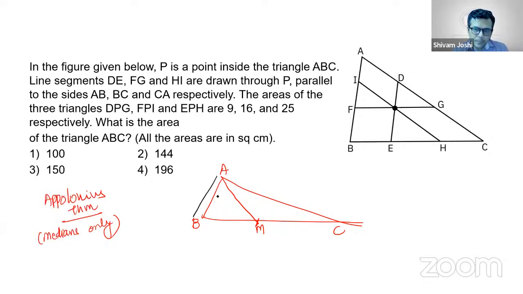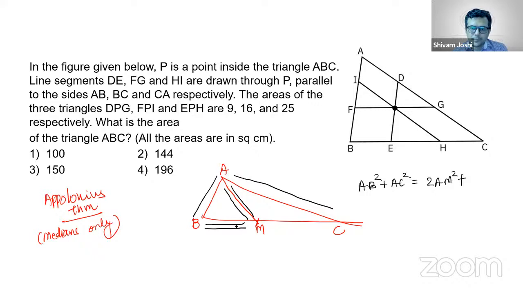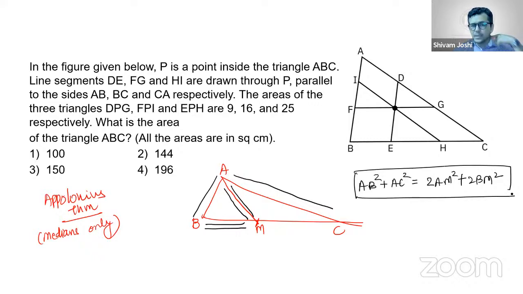AB square plus AC square is equal to twice of AM square plus twice of BM square. This is the Apollonius theorem, right? AB is definitely the length of a side. AC is also the length of a side. BM is half of the length of the side. AM is your median. So if three of them are given, you can find out the length of the median. Simple.